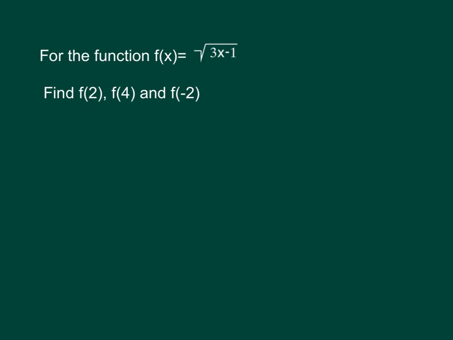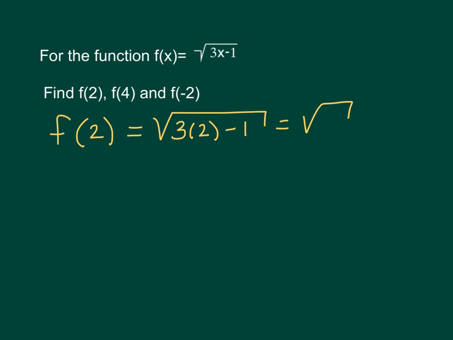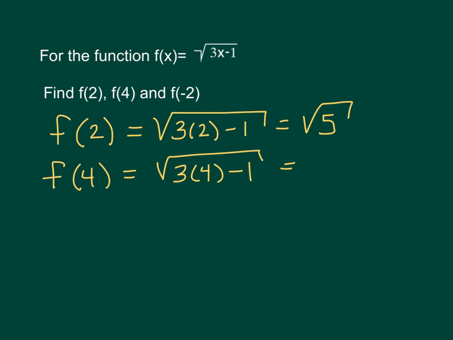So let's use function notation on this slide to find function values, for example, f of 2. Well, all we want to do here is plug 2 into the function. So 3 times 2 minus 1, this is going to give us the square root of 5. f of 4 means plug 4 in, 3 times 4 minus 1. So 12 minus 1 is 11. We get the square root of 11.